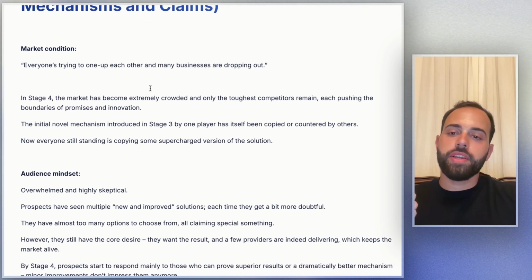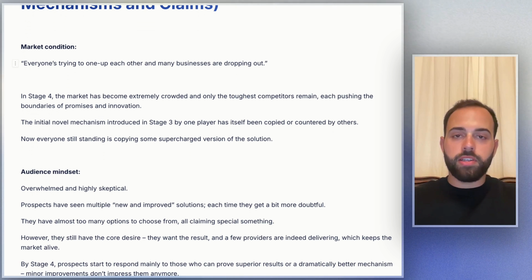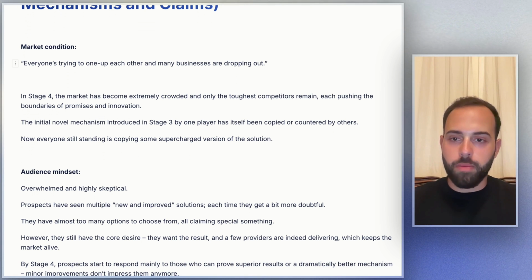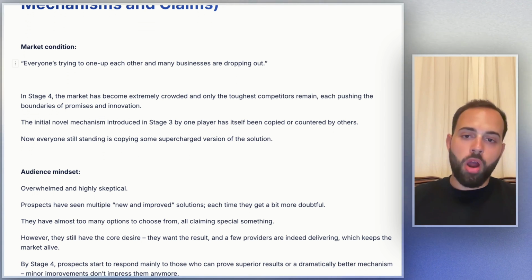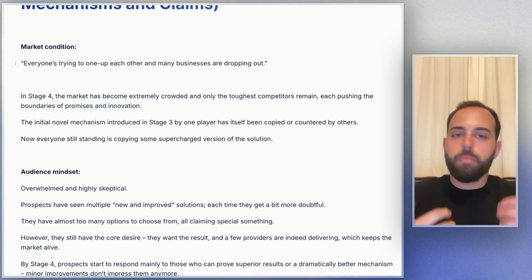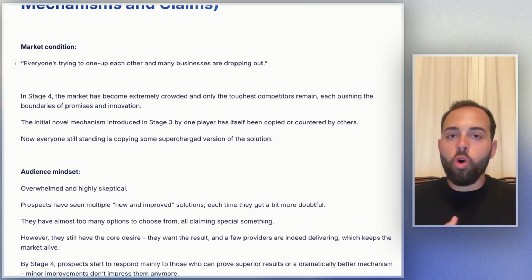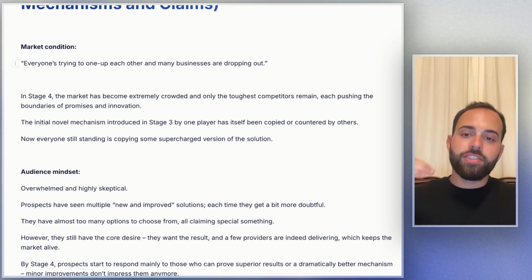So the market condition here is that everyone is trying to one up each other, and many businesses are dropping out, the ones that can't compete. So in stage 4, the market is extremely competitive, extremely crowded, and only the people with the best service, the ones who are getting the best results, and the ones who are staying consistent are the ones that remain in the market, and they're all pushing the boundaries of promises.